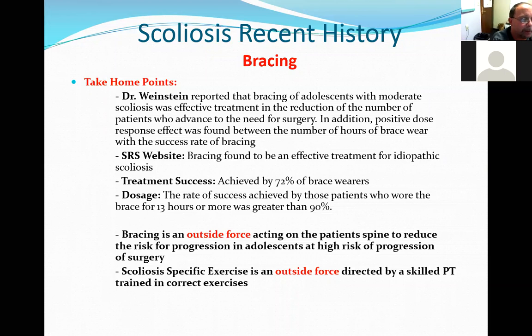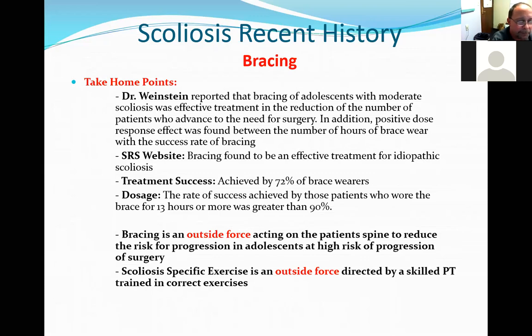Dr. Weinstein reported that bracing of adolescents with moderate scoliosis was effective treatment in the reduction of the number of patients who advanced to the need for surgery. In addition, a positive dose response effect was found between the number of hours of brace wear and the success rate of bracing. The SRS website: bracing found to be an effective treatment for idiopathic scoliosis. Treatment success achieved by 72% of the brace wearers.